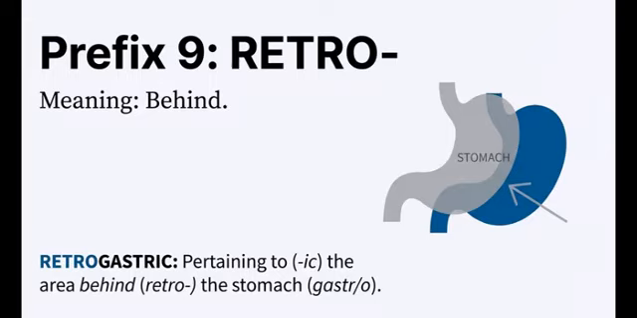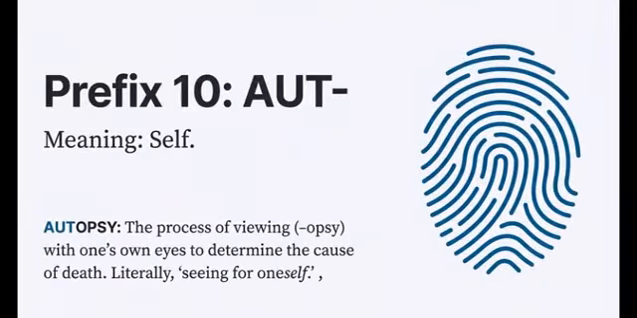Moving on, one of the most common prefixes is retro. We see this in terms like retrogastric. In this term, the prefix means behind. So retrogastric is just describing the area located behind the stomach. Nice and simple. And our final prefix for today is aut.